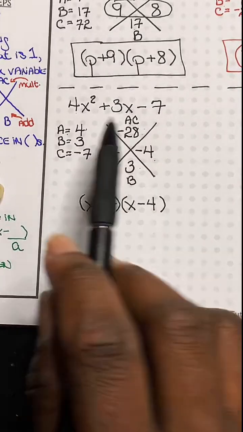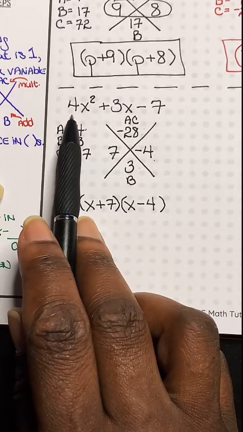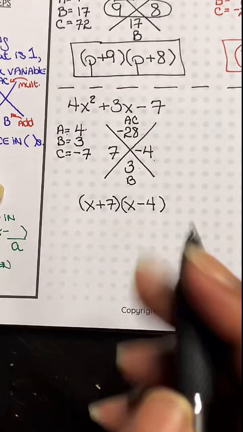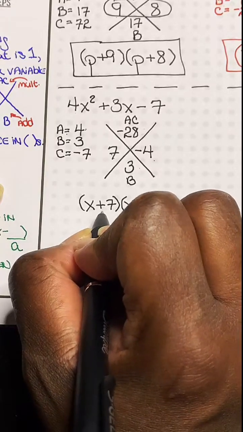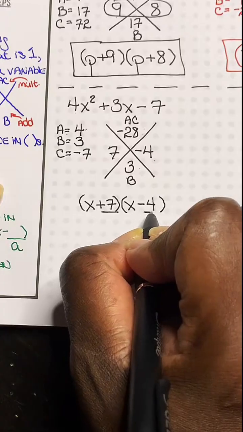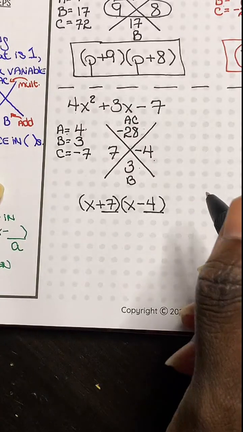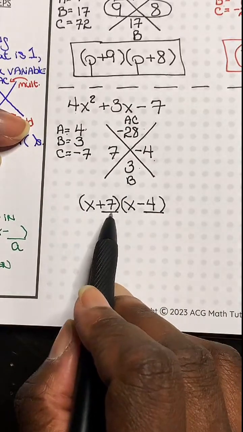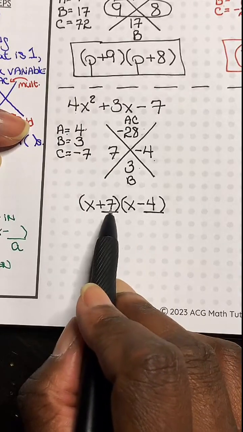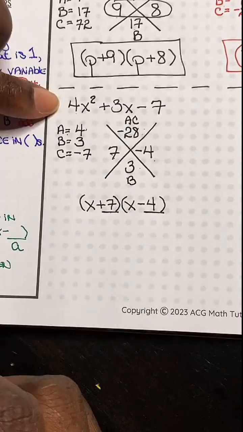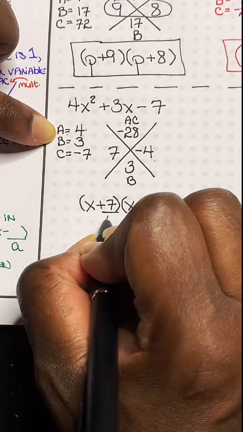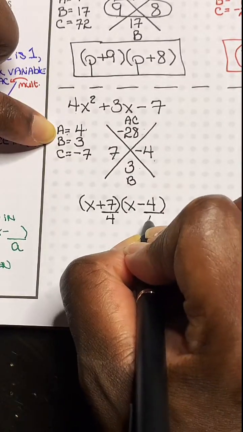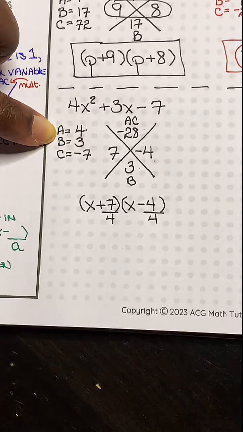But since my A is not equal to 1, now this is what's different. You guys are getting the exclusive. Well, it's different for me. Maybe for others, it's like, oh, we've been doing that. You're going to divide both of the factors that we just found by your A. Now my A value is 4, so I'm going to put a 4 here, and I'm going to put a 4 here.